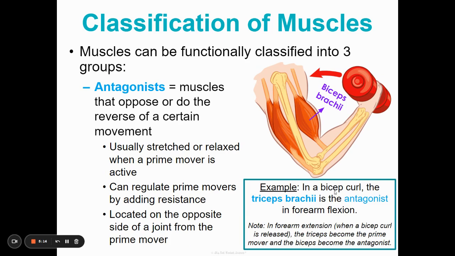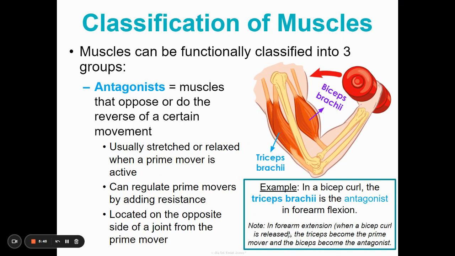So let's use this example. In our biceps curl, the triceps brachii here on the back is attached to the ulna as an insertion, and has two origins up here on the humerus and on the scapula. In a biceps curl, the triceps brachii is the antagonist in forearm flexion. All that means is it's involved in forearm extension.